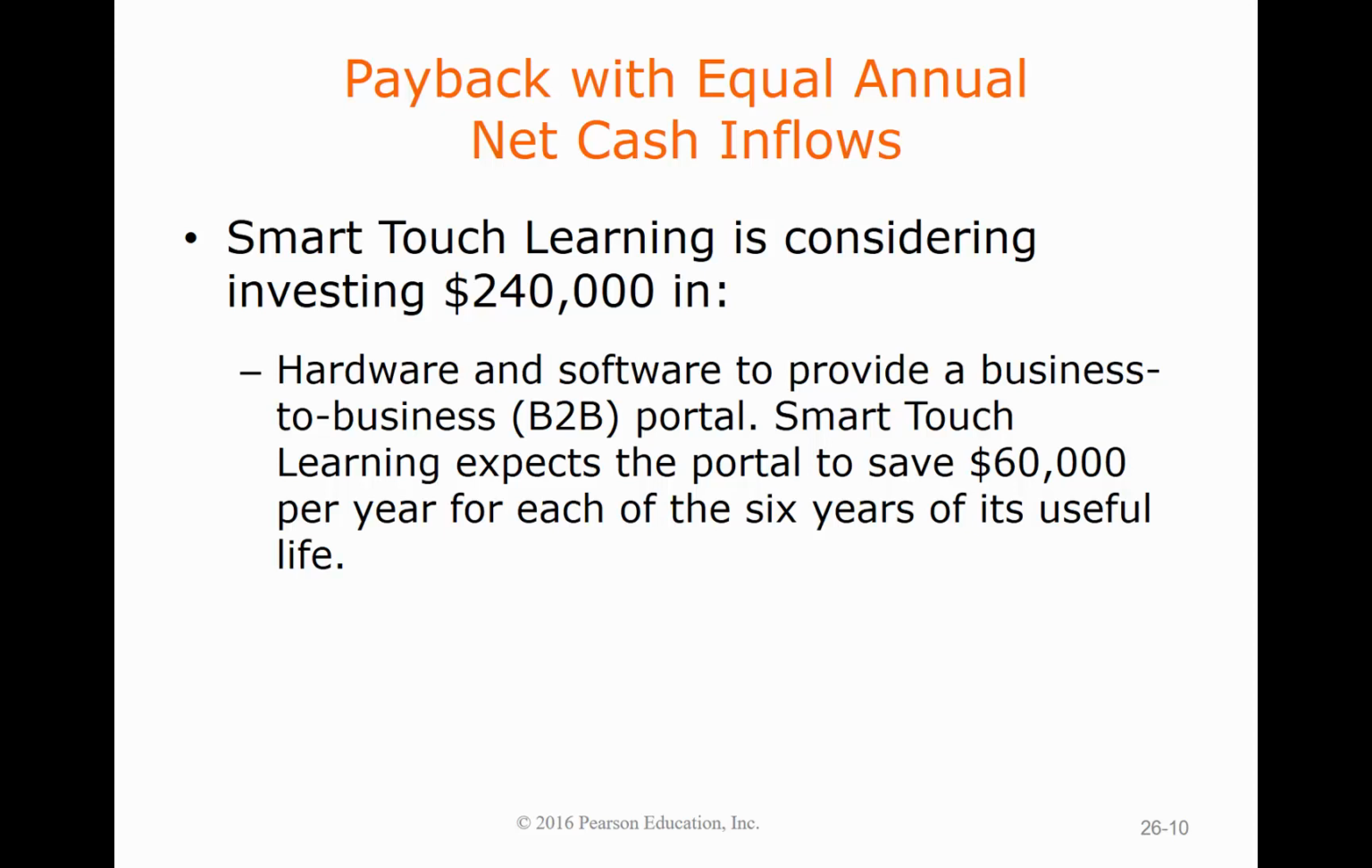So here's an example. They're considering investing $240,000 in hardware and software for their business. They expect that this hardware and software investment will save them $60,000 per year for each of the 6 years of its useful life. So your initial impression would be $240,000 investment, 6 times $60,000 in positive cash. So I'm going to invest 240, I'm going to get 360, sounds like a good deal, right? And maybe it is a good deal, but there's some things that you want to do to check that out.